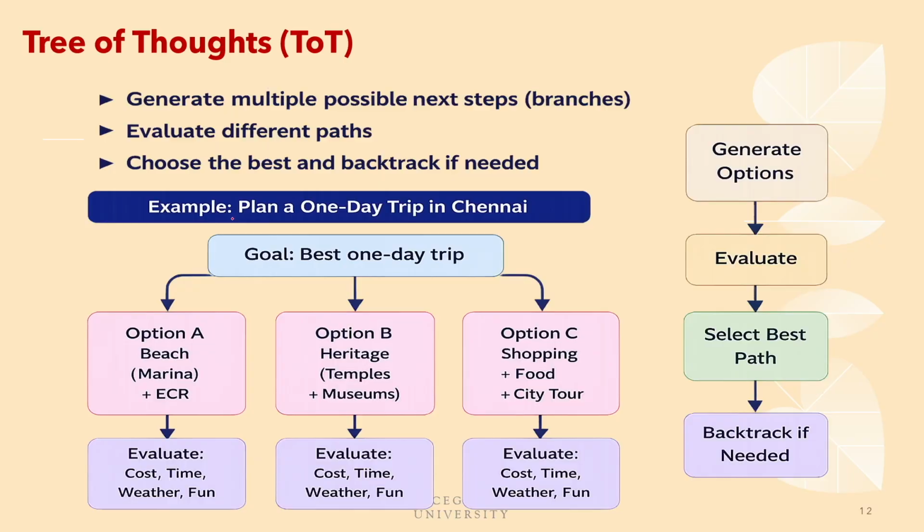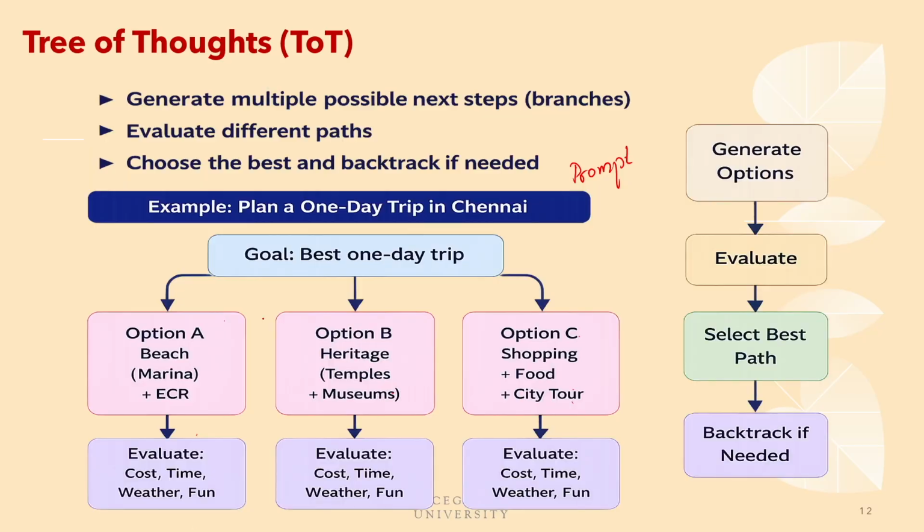Say, an example here is: plan a one-day trip to Chennai. This is the prompt that may be given to the LLM, and the goal is, what is the best one-day trip? There are 3 options here that I have listed, and it can even be more. This is just an example, where option A may be beach, Marina or ECR, option B is heritage temple, and option C is food, city and tour.